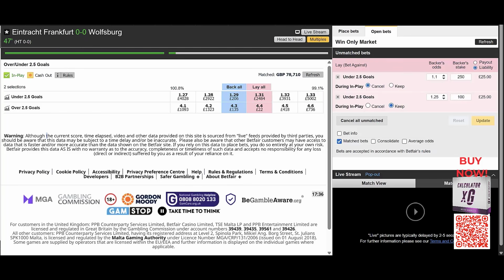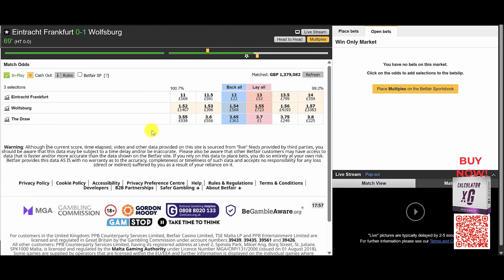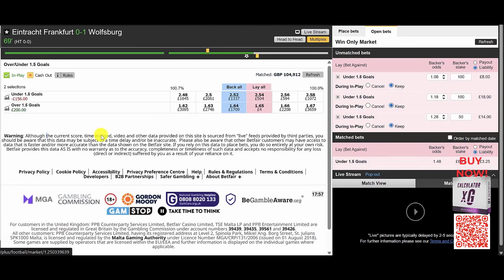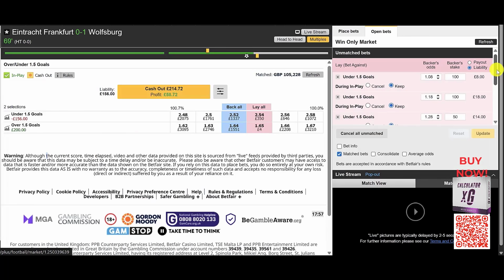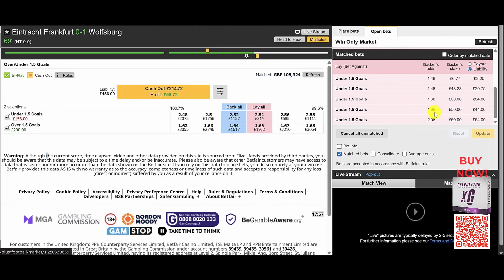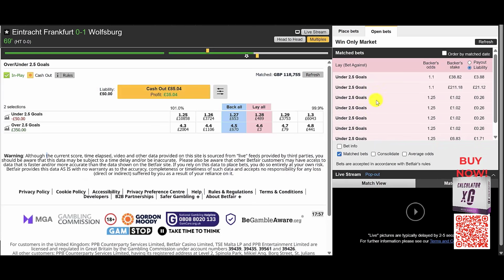Frankfurt 0, Wolfsburg 0. 69 minutes on the clock. Just had the breakthrough here. Frankfurt 0, Wolfsburg 1. As said, we were expecting a goal in this one. Let's have a look at the markets. The over and under 1.5 goals market. Quite a few of those orders were matched all the way down to 1.48. We've got some green to potentially lock in, and similar on the over and under 2.5 goals market. Yeah, we got some green.